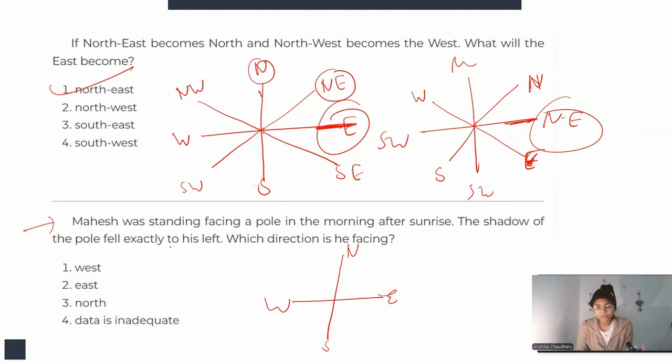The shadow of the pole fell exactly to his left. So sunrise is here, so the shadow will be there only, right? So at left side, which direction is he facing? If he is facing north, then only the shadow will go to the left side, so he is standing in the north direction.